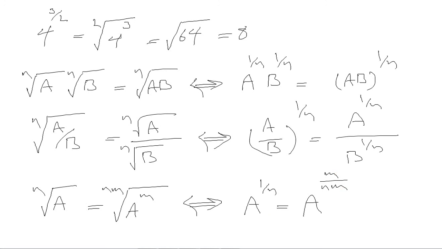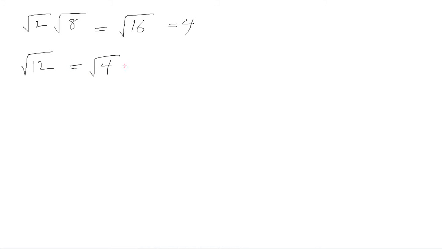Okay, let's look at some examples. For example, radical 2 times radical 8. This is radical 16, which is 4. I can simplify radical 12 like this. Radical 12 is radical 4 times radical 3, but radical 4 is 2, so this is 2 radical 3.